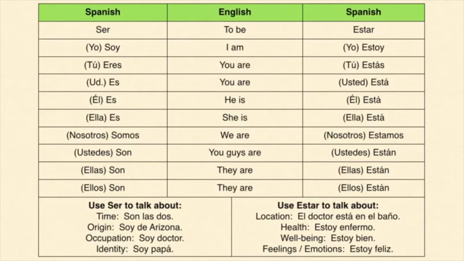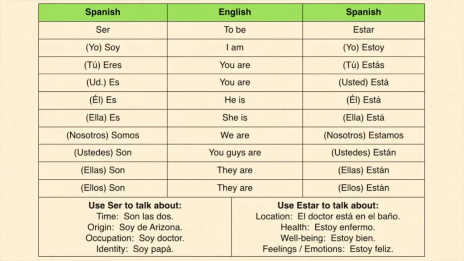Origin, soy de Arizona. We could say mi mamá es de Arizona. Nosotros somos de Arizona. For occupation, yo soy doctor. Another example, mi hermano es doctor. Or we could say ellos son doctores.